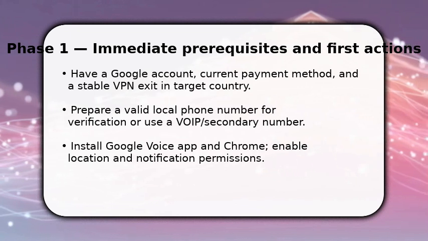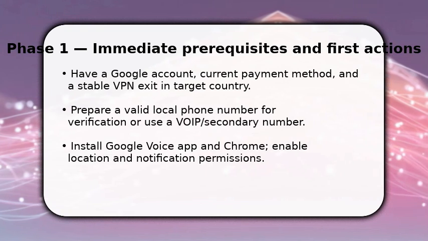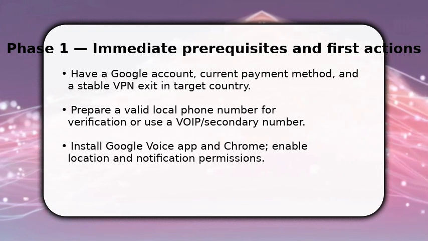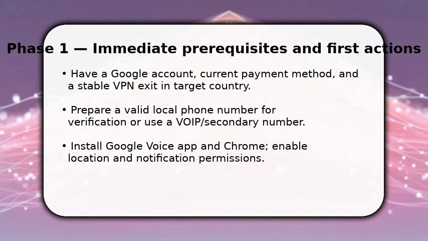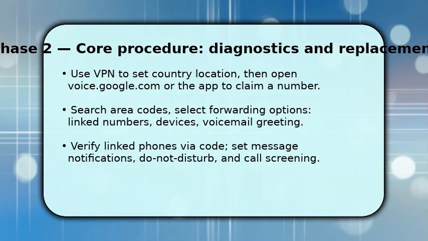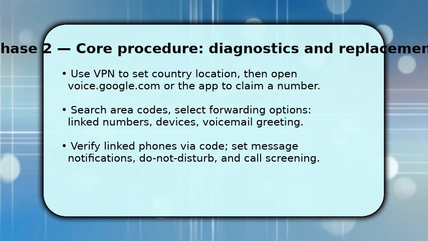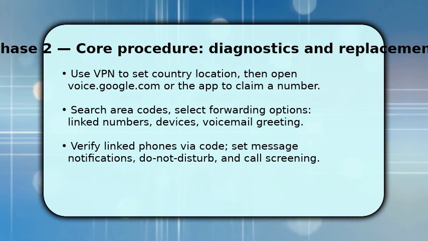Once done, install Google Voice on your phone and Chrome on desktop. Sign in, and set permissions for location and notifications so the app can complete setup without interruptions. With the VPN active to the target country, open Voice.Google.com or the mobile app and begin claiming a number. Search by city or area code to find a suitable choice.